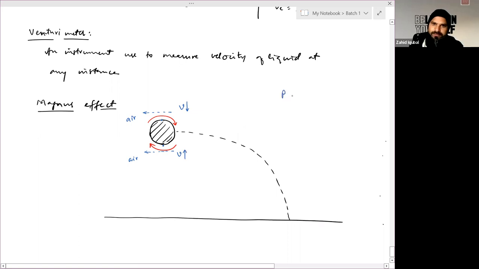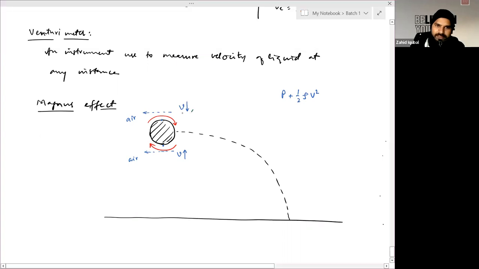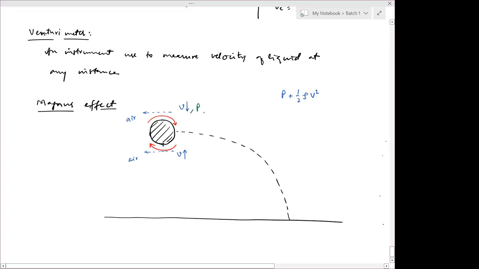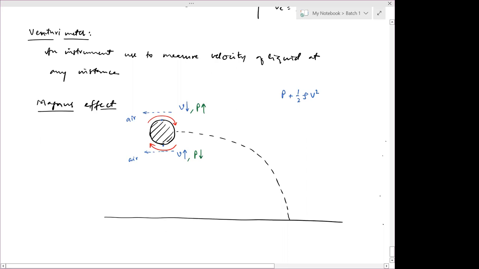According to Bernoulli's principle, pressure plus half rho v squared is constant, since height is same. So if velocity is increasing, pressure must be decreasing, and if velocity is decreasing, pressure must be increasing. In the above part, since velocity is decreasing, there should be increase in pressure. And in the lower segment, if velocity is increasing, there would be decrease in pressure. Is it clear? Yes, sir.